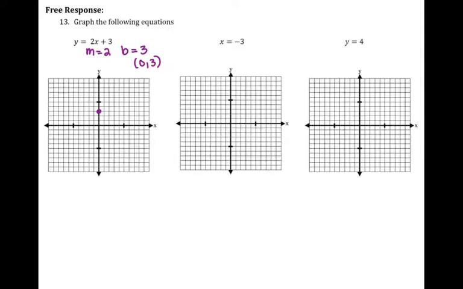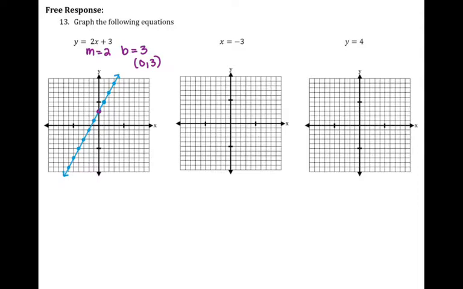From here, I'm going to go up 2 over 1, up 2 over 1, up 2 over 1. I like to fill my entire graph for the sake of accuracy, so I'm going to put a bunch of blue dots, and then I can connect them to make my straight line. How beautiful that is. I'm going to draw some arrows because my lines go on forever and ever.